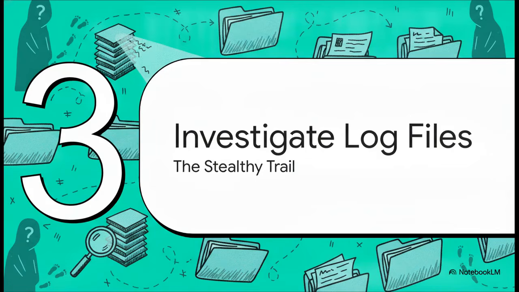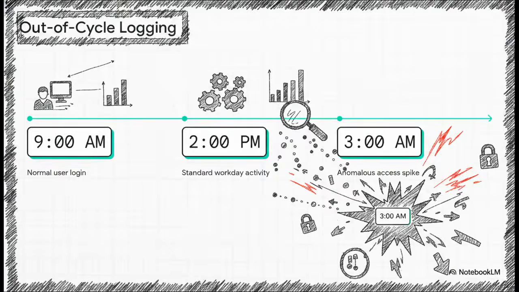Let's move to Section 3 and see how this builds. Investigating the log files, the stealthy trail. So, if resource anomalies are the noisy fire alarms, log files are the quiet, stealthy paper trail. Notice this timeline of out-of-cycle logging. At 9 a.m., we see a normal user login. Cool. At 2 p.m., standard workday activity. But then bam, at 3 a.m., there's a massive, anomalous spike in access requests.